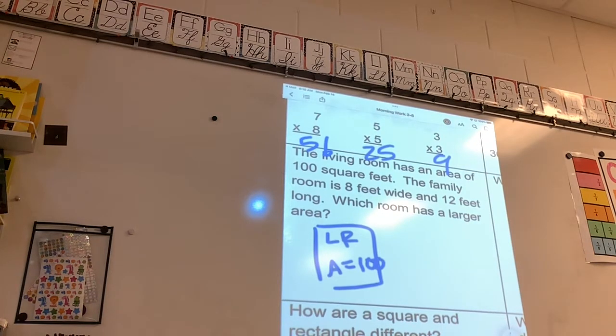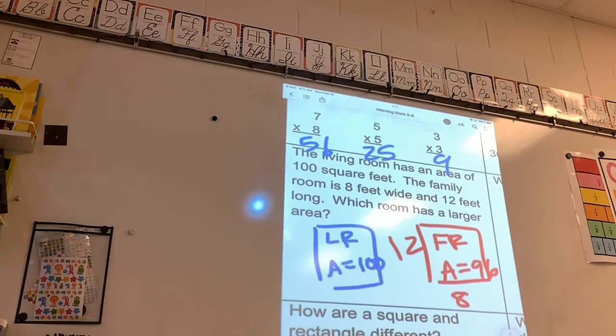Okay? The family room, FR, is 8 feet wide and 12 feet long. So do we have that area yet? No. 8 times 12. 8 times 12 is 96. Which one has the larger area? The living room. Okay, so your answer would be a word, or 2 words actually, living room.